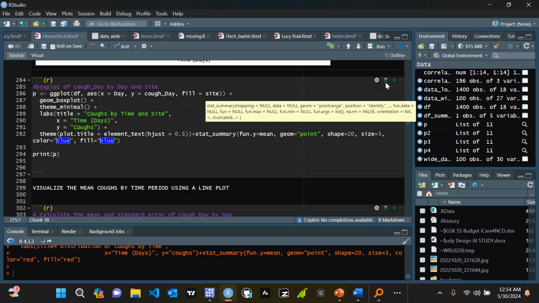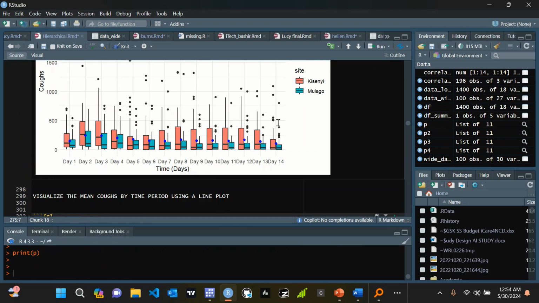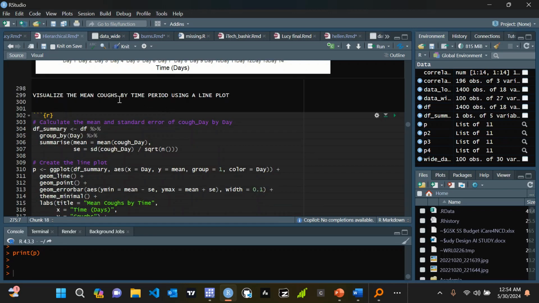So we can look at this per site. It tells you still Kisenyi had higher interquartile ranges and higher medians. The blue dot is the mean, as you can see. So let's visualize the mean coughs by time period.